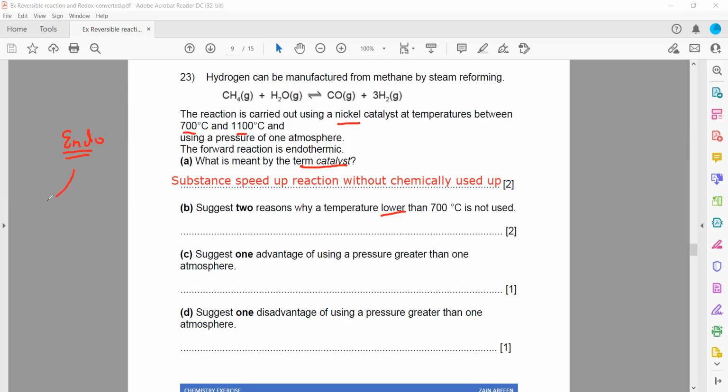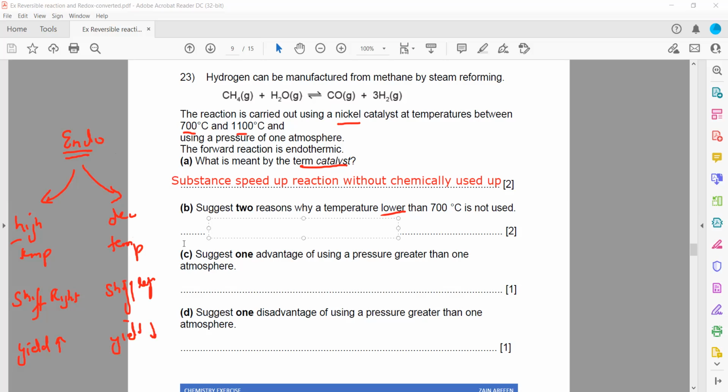If a reversible reaction is endothermic and we use a high temperature, the equilibrium will shift towards the right hand side, and as the equilibrium shifts towards the right hand side, the yield or the amount of the product will increase. And if the reaction is an endothermic reversible reaction and we lower the temperature, the equilibrium will shift towards the left hand side, and the yield or the amount of the product will decrease. So 2 reasons why a temperature lower than 700 is not used.